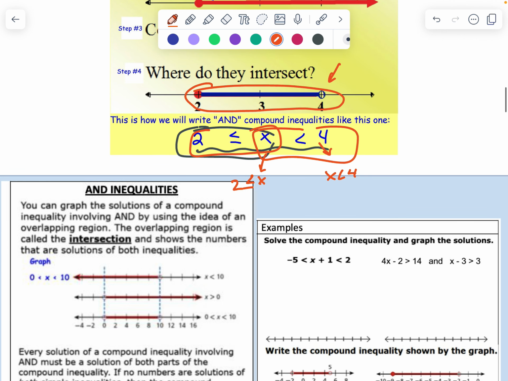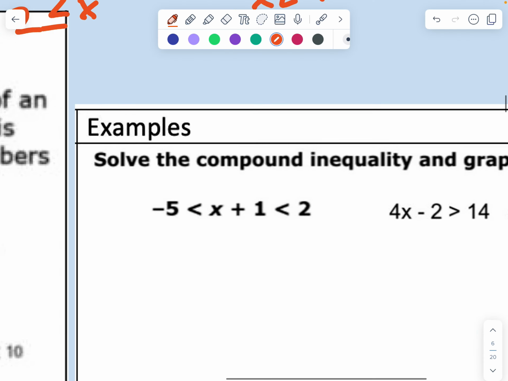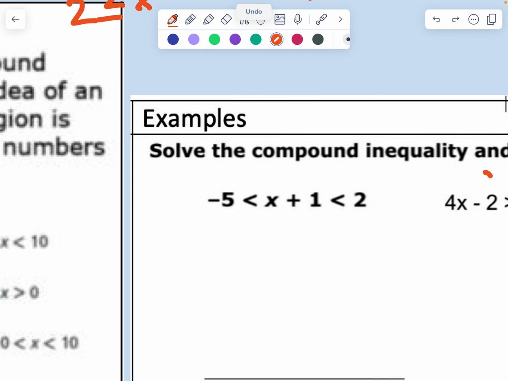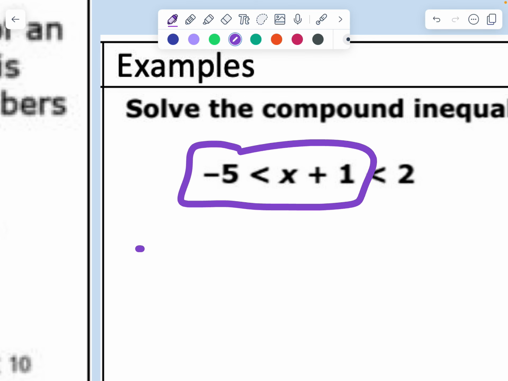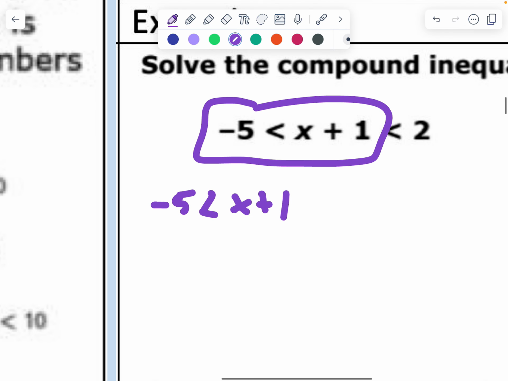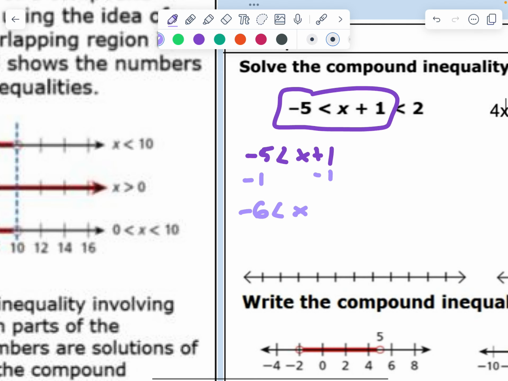Okay, let's take a look at some solid examples. I'm going to do this one, and then I'm going to jump down. I'm going to save this one for later. But here is a compound inequality. This special notation tells me that it's an and inequality, so it's probably going to be those two lines going together. Over here, I've got one inequality that looks like this: x plus 1 is greater than negative 5. If I take a quick second to solve it, I'd have x is greater than negative 6.